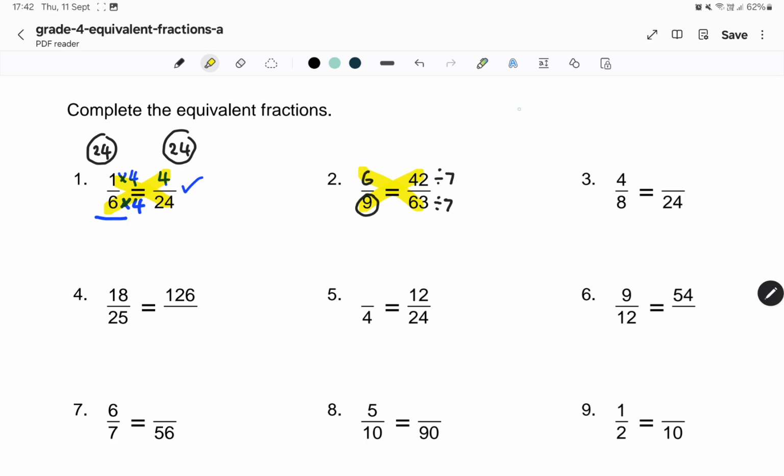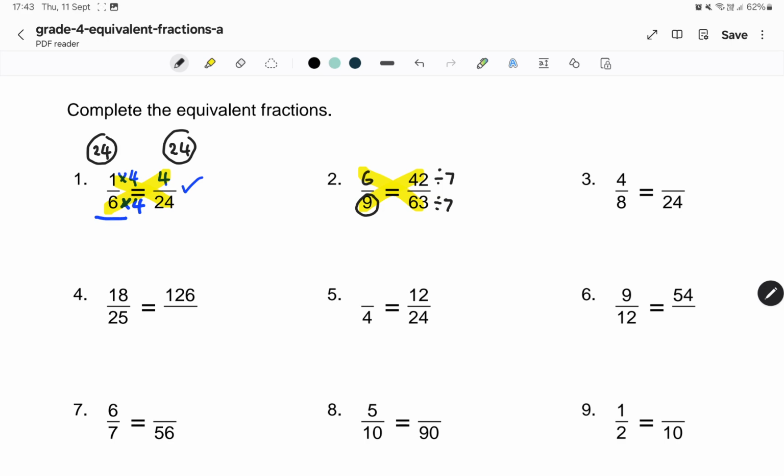Then when you cross multiply, you say 6 times 63. 6 times 3 is 18, you put the 8 down, carry the 1, 6 times 6 is 36, plus 1 is 37. So you get 378 for 63 times 6. Then you need to do 42 multiplied by 9. 9 times 2 is 18, you put the 8 down, carry the 1. 9 times 4 is 36, plus 1 is 37. 378 and 378. So both fractions are equivalent.